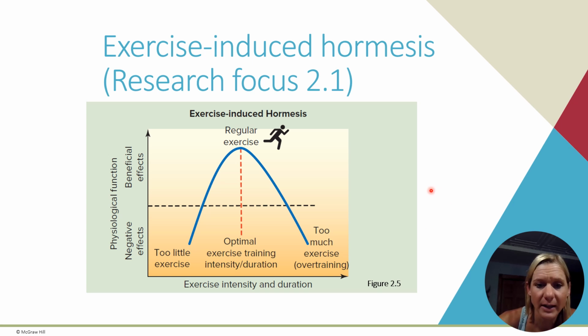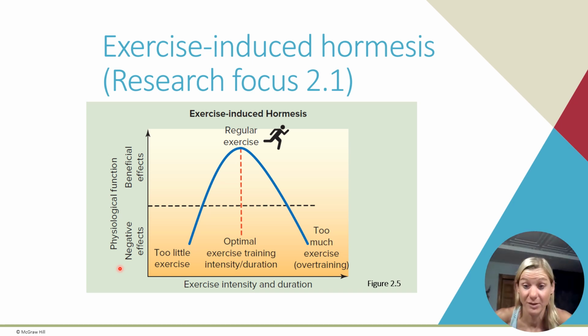So here we can take a look at what's going on from a research focus. Here you can see exercise-induced hormesis, here you can see intensity and duration of exercise, and here we can see physiological function. Okay, so if I do too little exercise, it's going to have a negative effect on my body's function. The reason is that the body will revert back to whatever the minimum amount of work is that it has to do in order to stay alive, right?